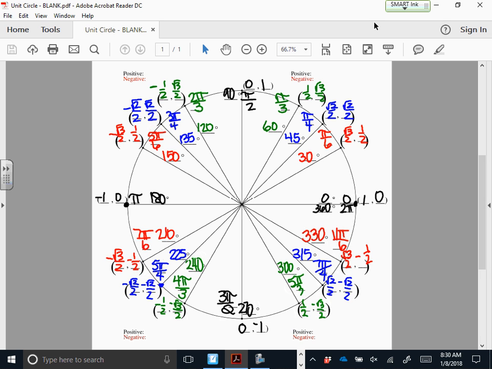So I want you to take a moment, and I want you to discuss the symmetry of the unit circle and anything that you notice that we have not talked about yet, or maybe that we're going to talk about. Okay, so just take about a minute or so and talk to your pod about some things that you notice about the unit circle.